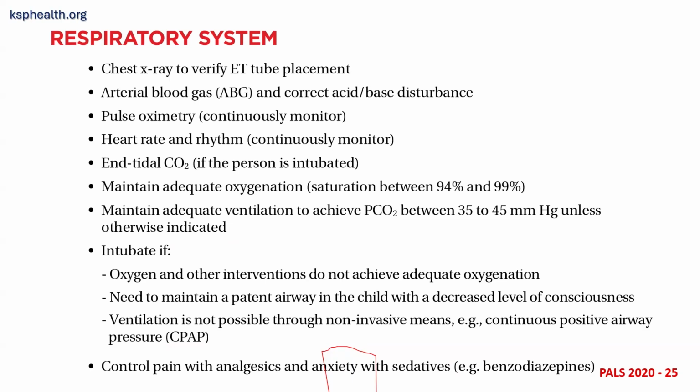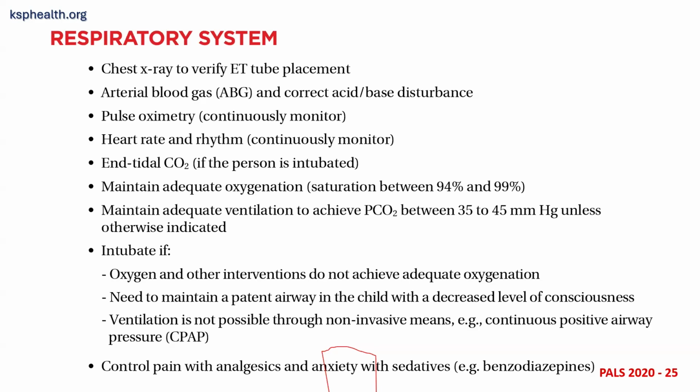Check the blood gas to make sure the acid-base status is optimal. Pulse ox, heart rate and rhythm, end-tidal CO2 if the patient is intubated. Maintain oxygenation 94 to 99. Avoid hyperoxemia. Maintain adequate ventilation. The PCO2, we like to keep it between 35 to 45. Don't be hypercarbic or hypocapnic.